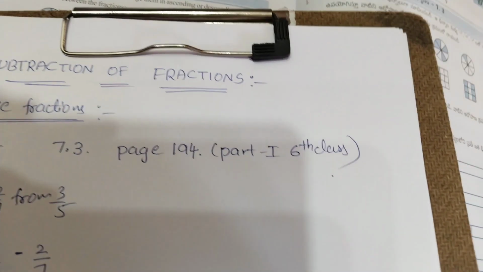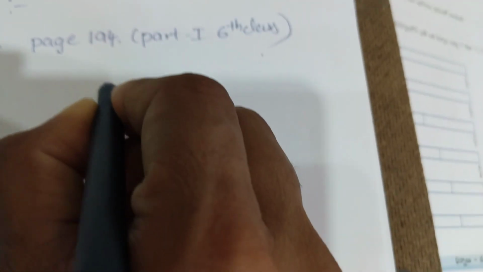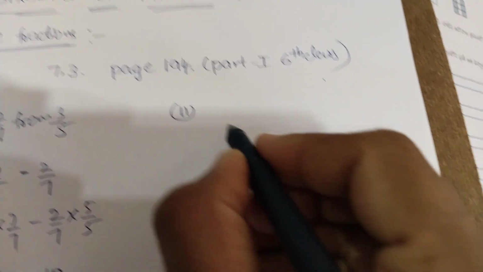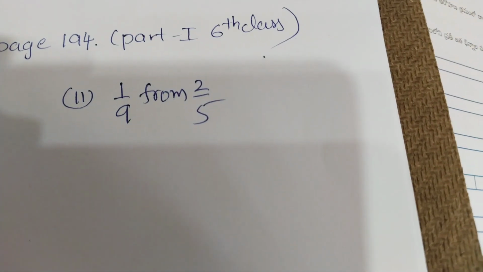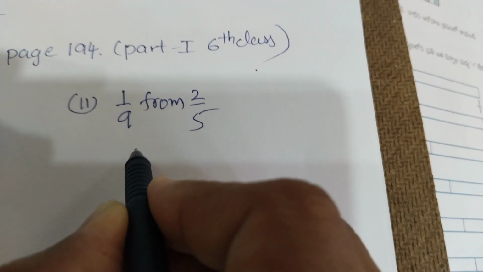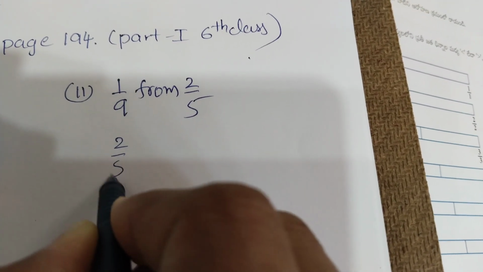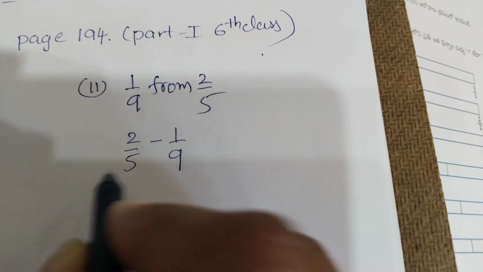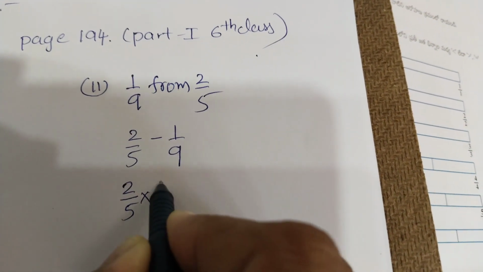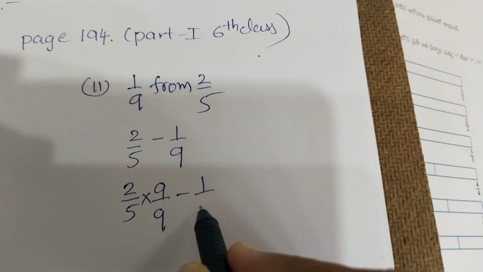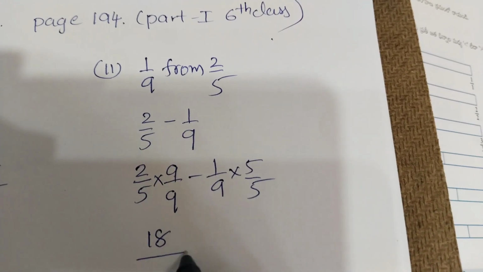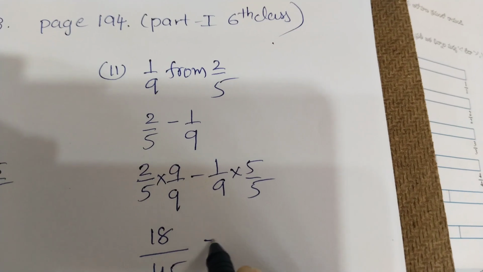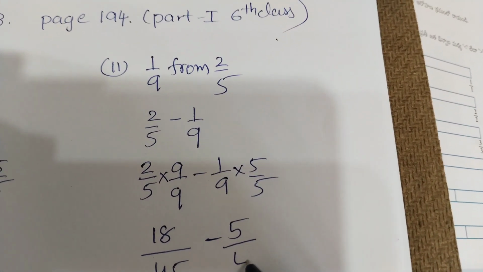Okay, next question. Question number 2: 1 by 9 from 2 by 5. So 2 by 5 minus 1 by 9. These are unlike fractions. We are going to convert these two to like fractions. So 1 by 9 into 5 by 5. 2 nines are 18 by 45, 5 nines are 45, minus 5 ones are 5 by 9 fives are 45.